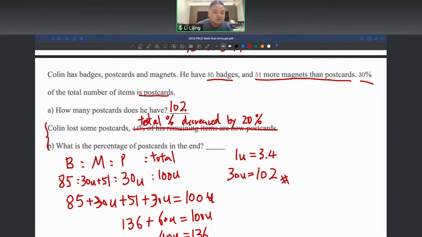So this one, the phrasing might be a bit different from your actual PSLE because this is just a recall from the student. But the method, the steps are like this. If you follow these steps, you won't get it wrong. So how many of you got this question correct? 102.